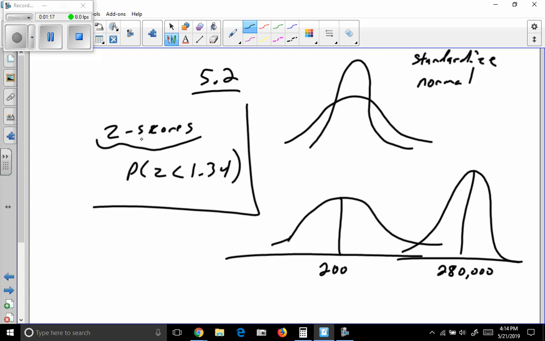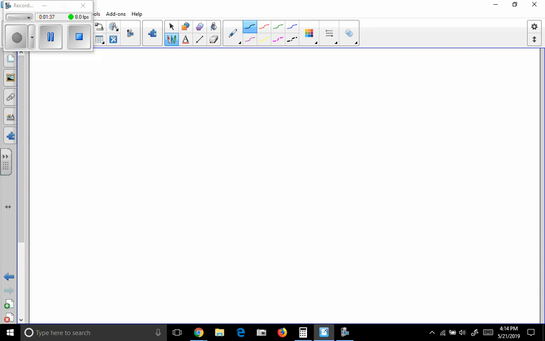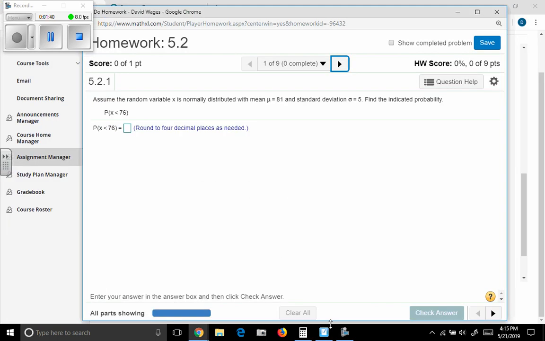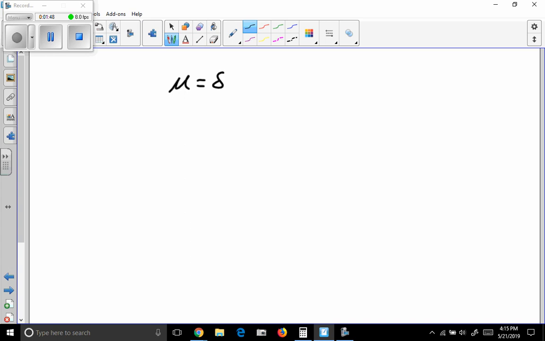We convert things into Z values, so we refer to things in terms of their distance from the mean in terms of their standard deviation. So let's work through an example to see what we mean. Let's say for some random variable, that population has a mean of 81 and a standard deviation of 5. And we know that this is a normal distribution.